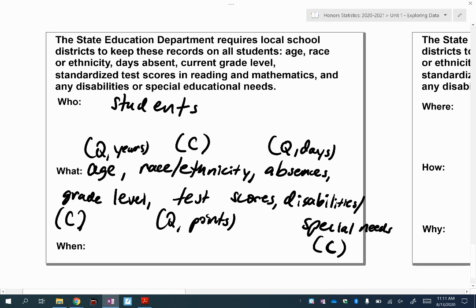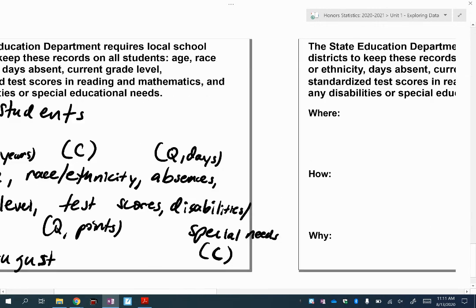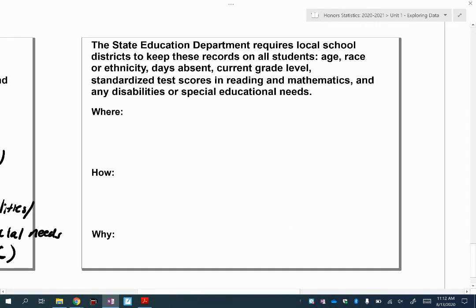All right, for when, I'm going to say the beginning of the school year. They've got to have all this stuff on file. So let's say August. Doesn't really say, but I think that's a plausible guess there. For where, let's see, where. Well, it's talking about the state education department, and we live in Texas. Let's just go with Texas.